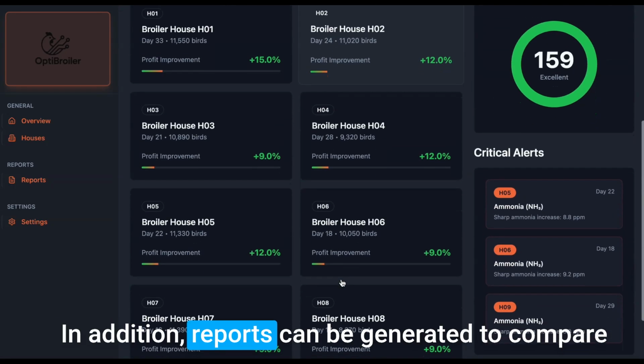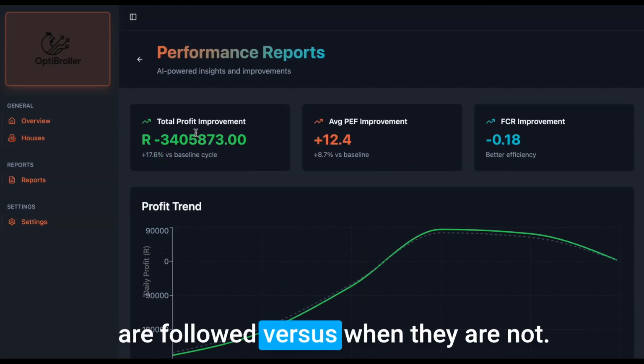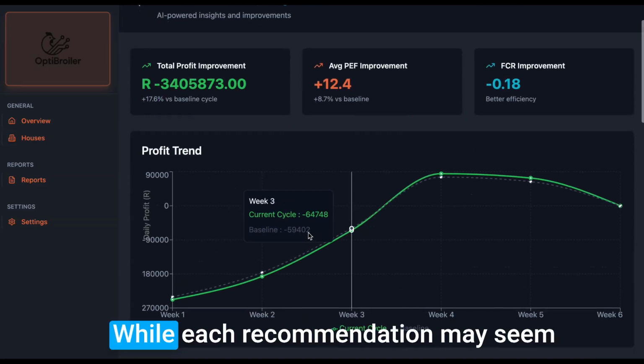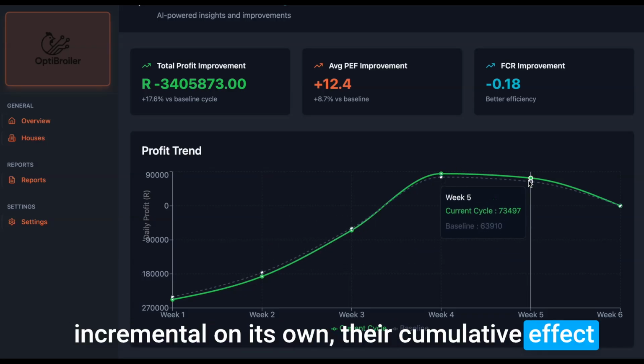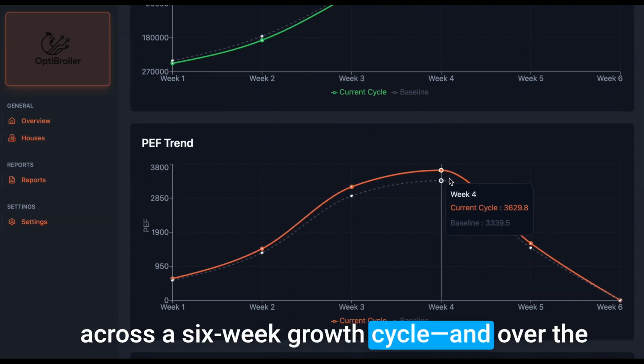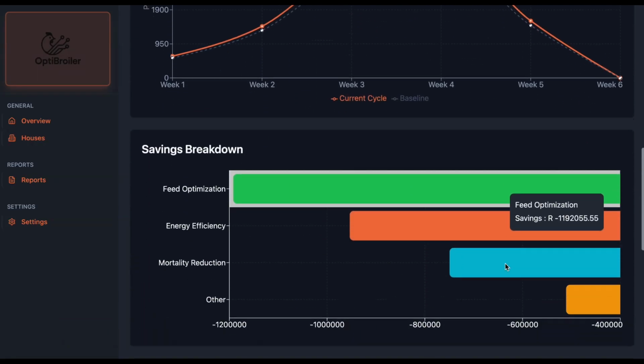In addition, reports can be generated to compare farm performance when recommendations are followed versus when they are not. While each recommendation may seem incremental on its own, their cumulative effect across a 6-week growth cycle and over the course of a year drives substantial profit gains.